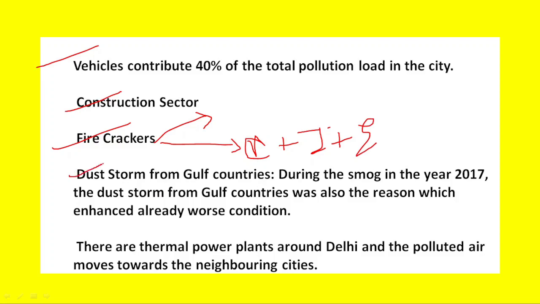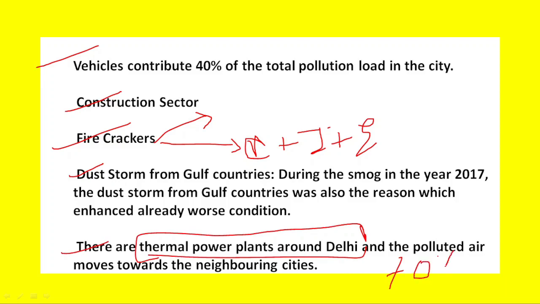Okay, so dust storms from the Gulf countries during the smoke in the air. We can put dust storms because we know that during this time the western disturbance from the Mediterranean seas, Mediterranean area, enters India under the influence of northwesterly jet streams. When they enter India, they carry with them the dust from Rajasthan, the Thar desert, and this causes the worsening condition. And the thermal power plants are another reason, because in India, 70% of the power is produced by coal-based thermal power plants.